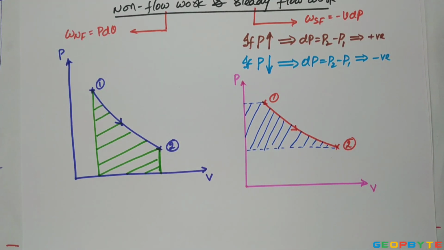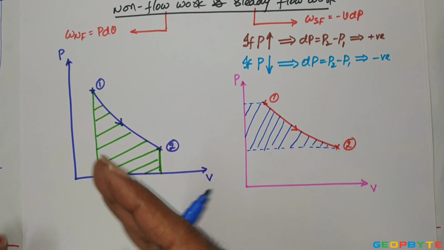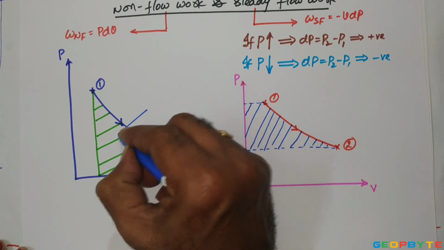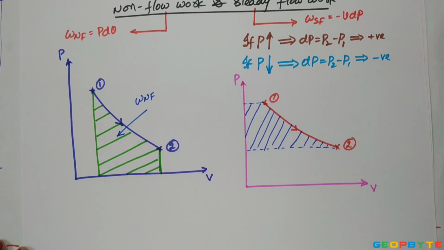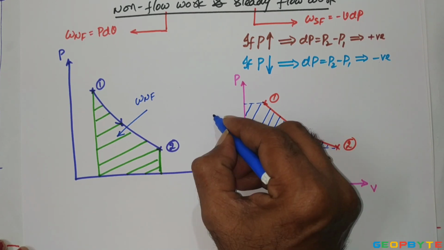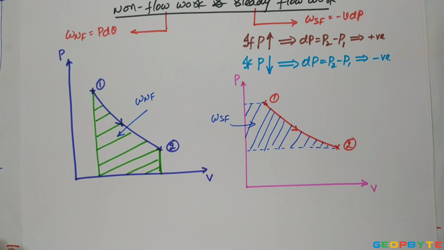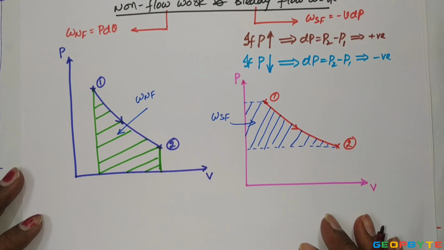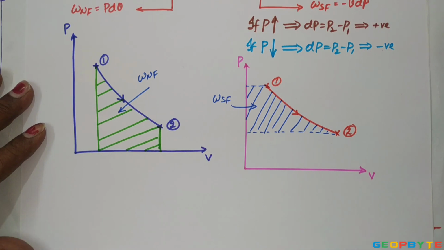Very, very important information. Area below the PV diagram is non-flow work. This area is representing the non-flow work. Area behind the PV diagram is steady flow work. This is the steady flow work. Remember, steady flow work and non-flow work are equal or identical only for an isothermal process.